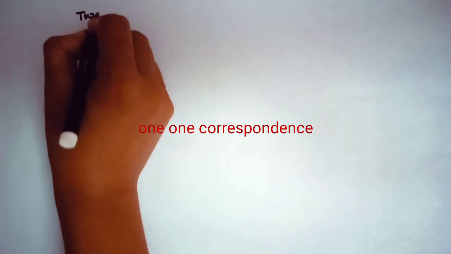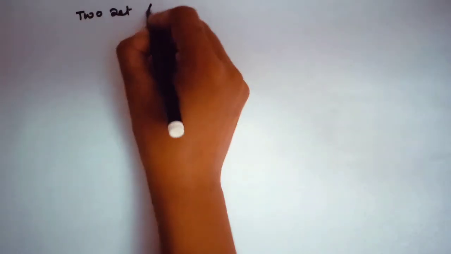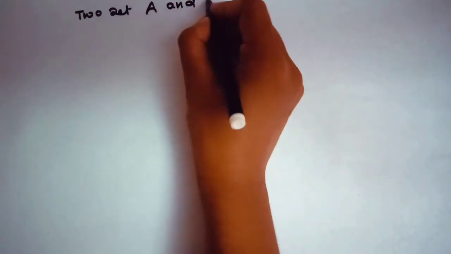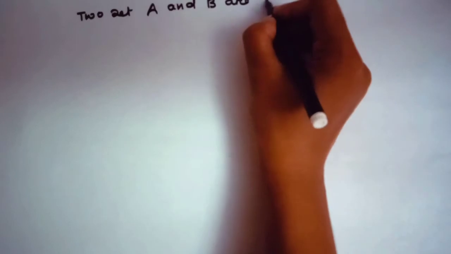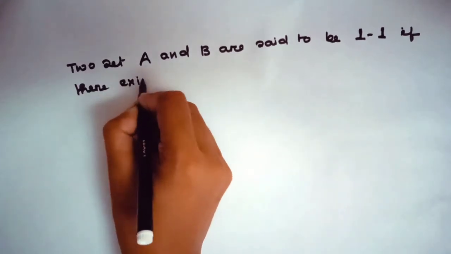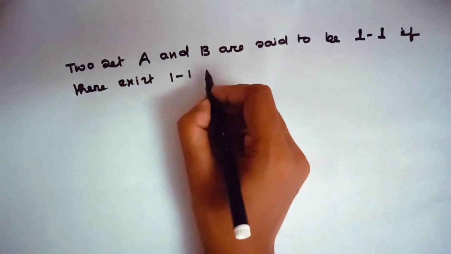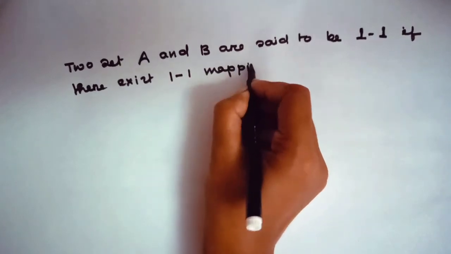Two sets A and B are said to be one-to-one correspondent if there exists a one-to-one mapping from A onto B. Have you understood? Okay.